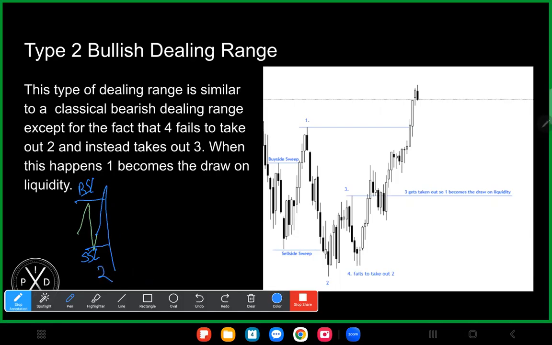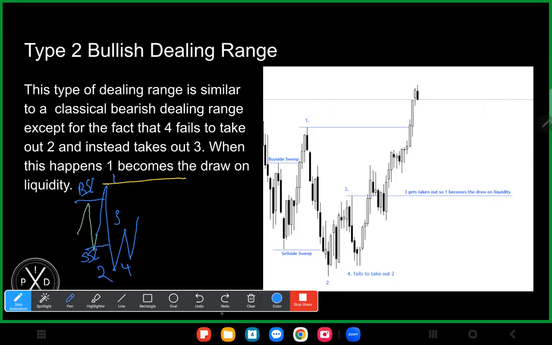So that's when we get a type 2 dealing range. And in this case, it would be a type 2 bullish dealing range. So that happens when price comes back up, it forms 3 as expected, and then 4 will fail to take out 2, and then instead it'll take out 3. So when 4 fails to take out 2 and instead takes out 3, that's when 1 becomes the draw on liquidity. So that's when price will go over towards 1. And then we see price goes and takes out 1 right there.